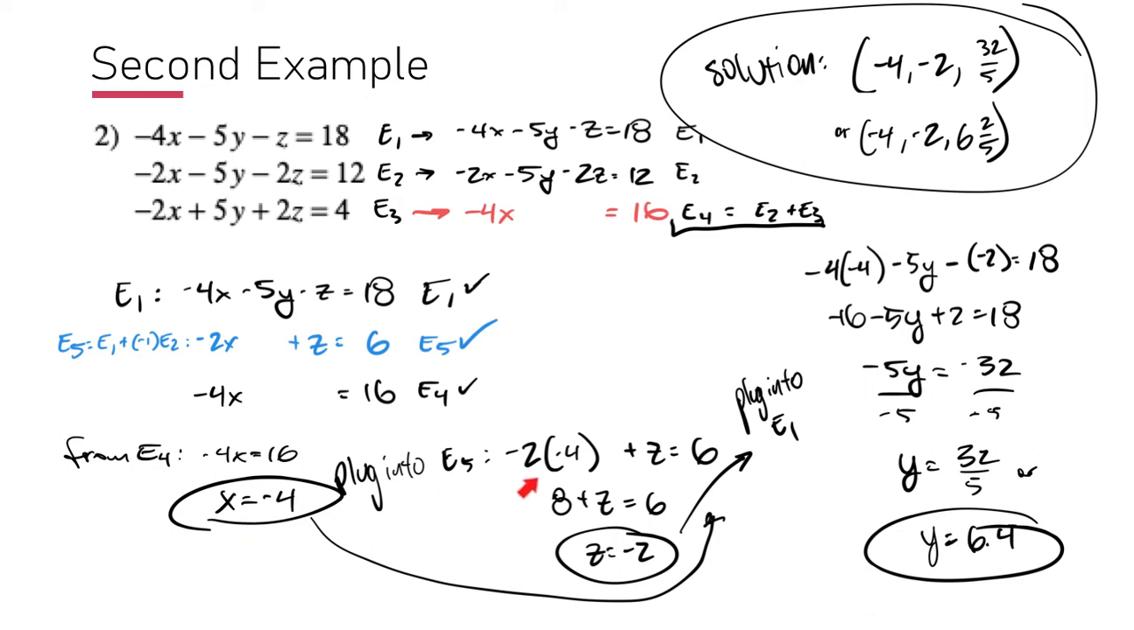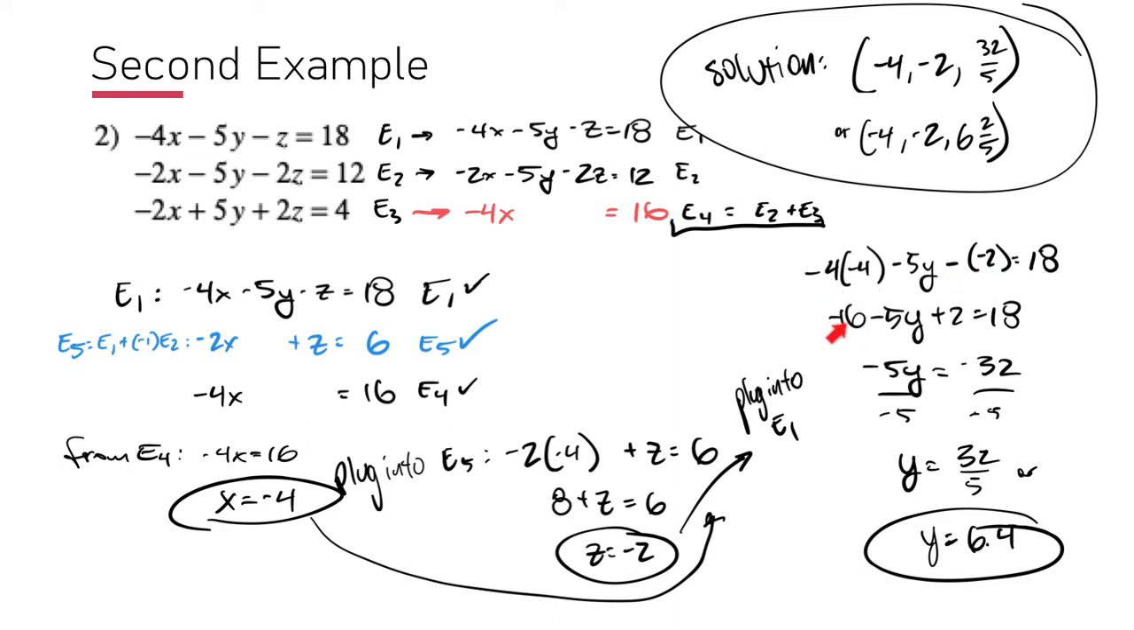Then we plug in the value of x for x in equation number 5, this here. So negative 2 times negative 4, positive 8. We solve for z, z is negative 2. Then we take both of these values and plug them into our original equation, number 1, which is right there, with the value substituted. Negative 4x minus 5y minus z.